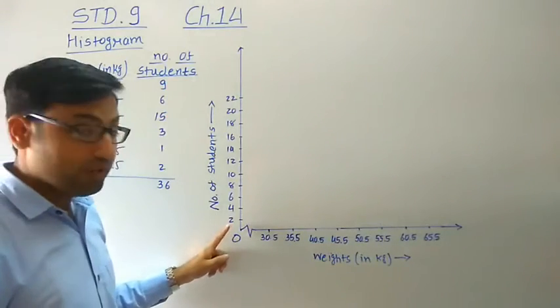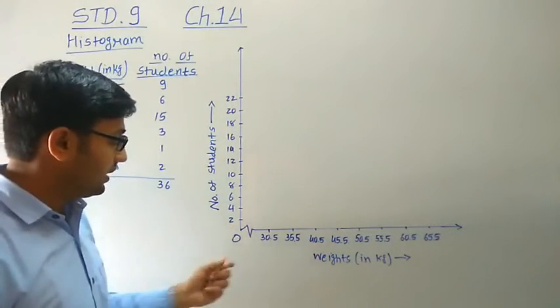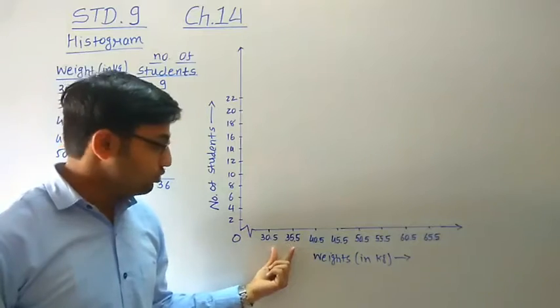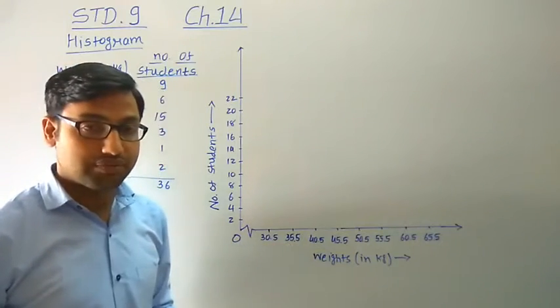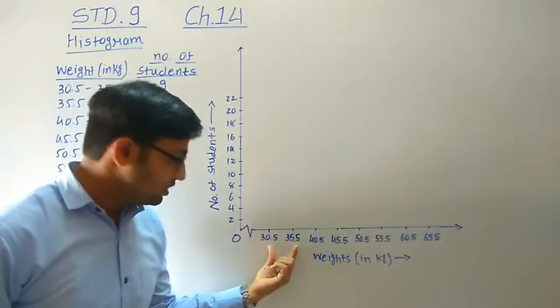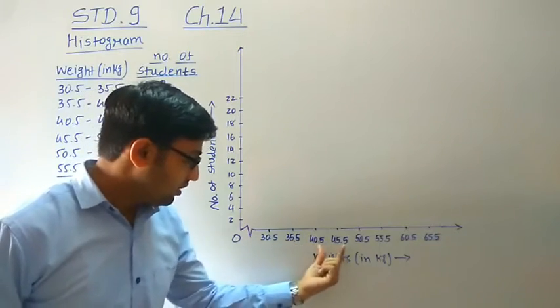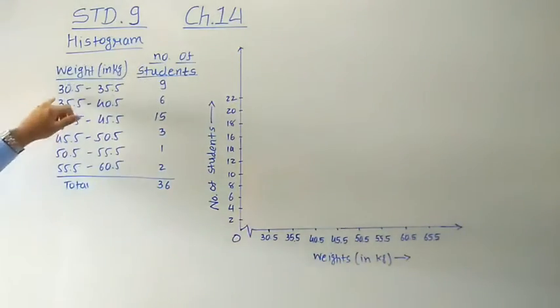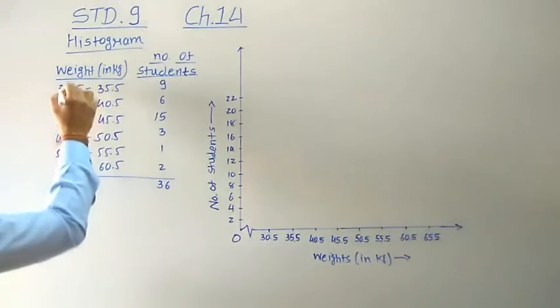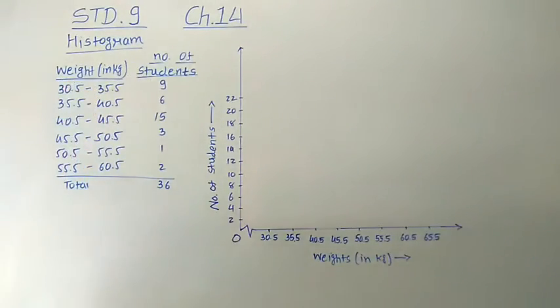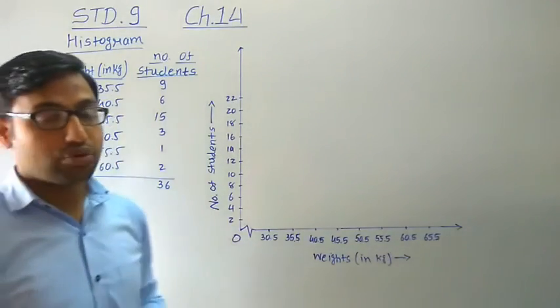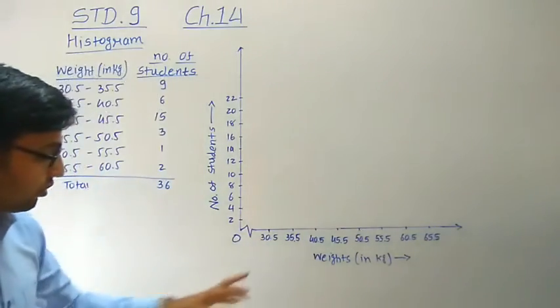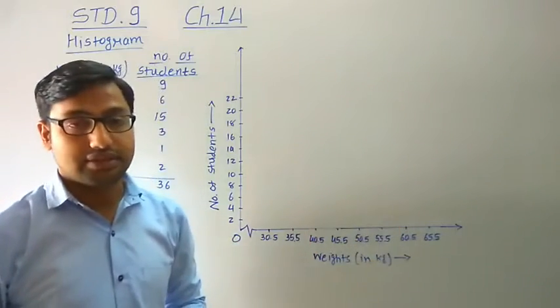So here we have taken 1 unit equals 2 students, and here we have taken 1 unit equals 5 kg, because the gain between these two is 5. Everywhere the gain is 5, and it is equal to the class interval, the class size. In all these classes, the class size is equal, and that is equal to 5. So here also we have to maintain that class size.